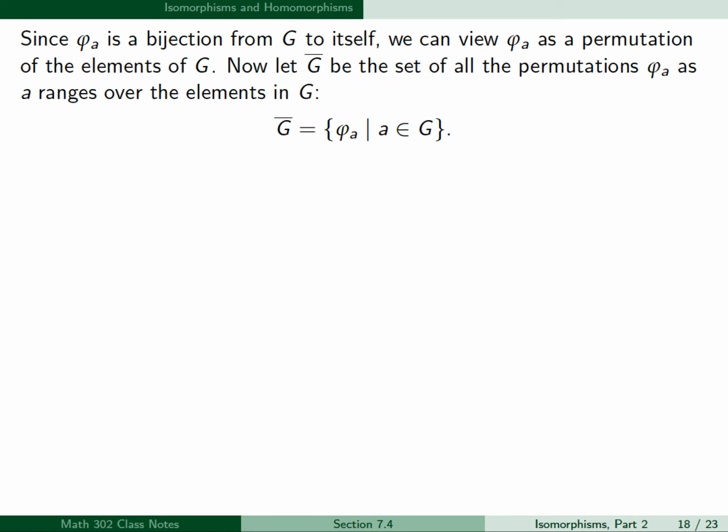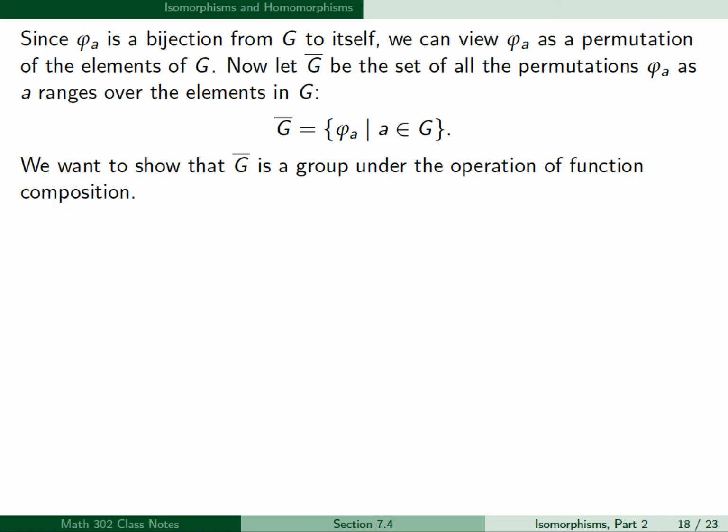Now let G bar be the set of all these permutations phi sub A as a ranges over the elements in G. So we're going to define a group G bar that we want to show is isomorphic to G. So now we've got this set G bar, a set of all these functions phi sub A as a ranges over the elements of G. Now we want to show that this G bar is actually a group under the operation of function composition. So to show this, we need to verify the four group axioms.